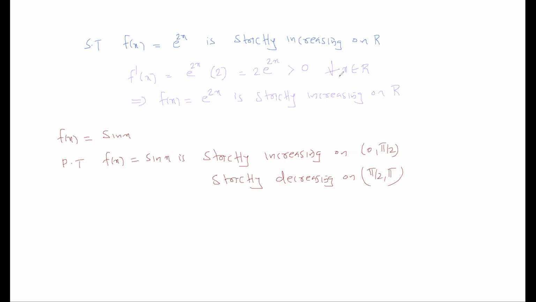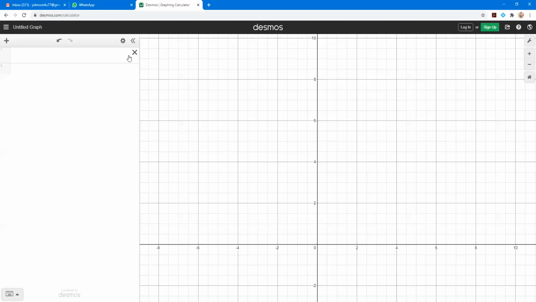So normally, f of x is equal to sin x. Is it an increasing function or decreasing function? See this graph. Earlier we did e to the power 2x. Look at the graph of e to the power 2x. Can you see? It is increasing everywhere. Actually, we don't need to draw the graph, but still I want to show you the function is increasing.